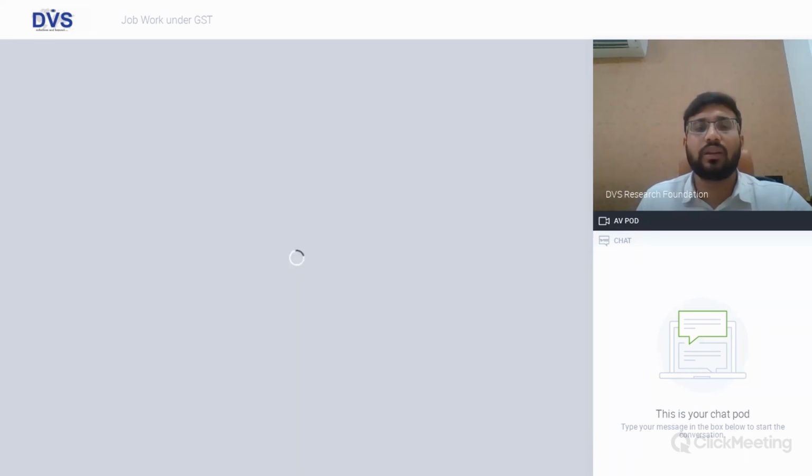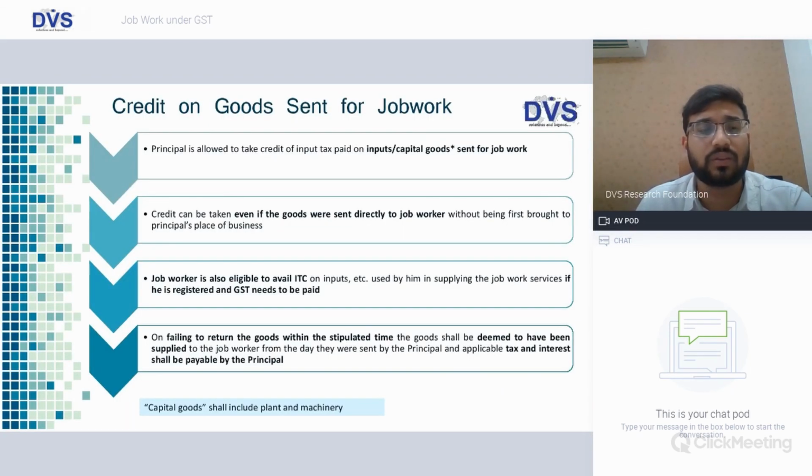ITC on inputs and capital goods sent for job work and transitional provisions. So, first we'll see credit on ITC on goods sent for job work.